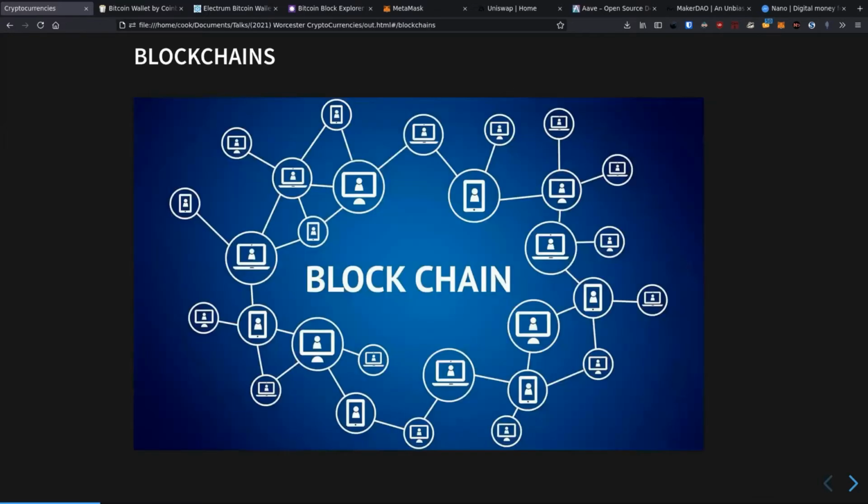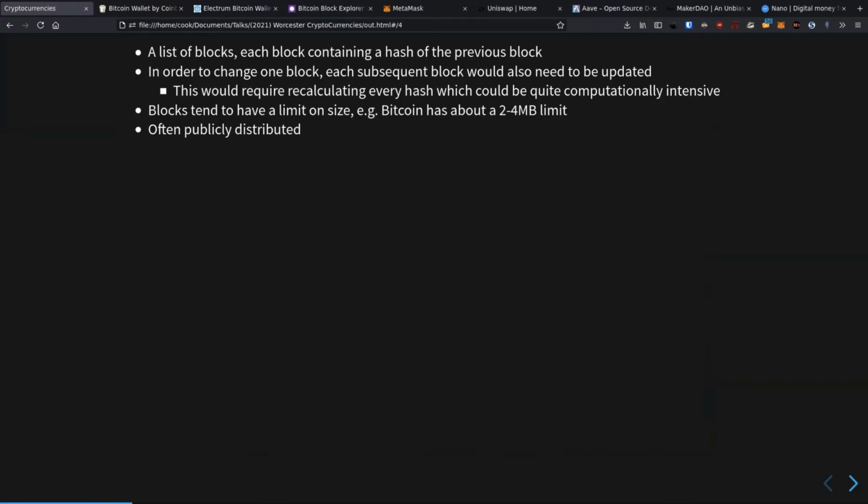So when I say blockchains, this is what you might think of, these images that you often see when it's used as a buzzword. That's obviously not what a blockchain is. A blockchain is a linked list of blocks which can just contain arbitrary data, and each block has a hash of the previous block. So the idea is that you couldn't alter a block in the blockchain without then having to recalculate the hash of every single block along the blockchain, which should be quite computationally expensive.